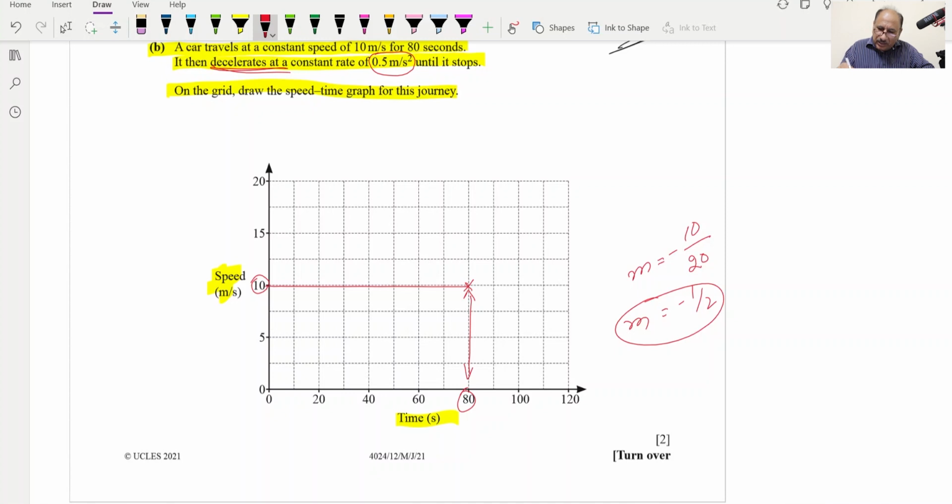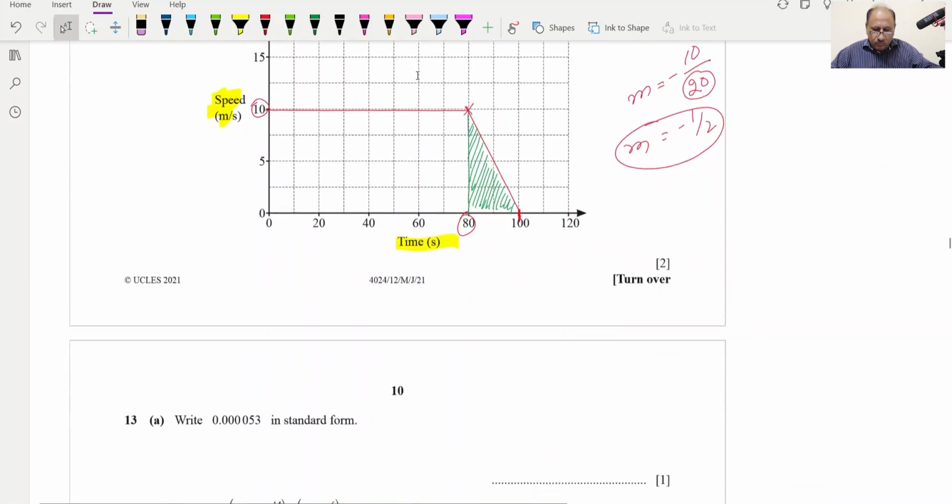So this side is 10, the other side we'll have to take as 20. Rise over run is the gradient. So 80 plus 20 will be 100 up to this location, and we'll join this with this one, and this will complete our drawing. For explanation, we have considered this triangle for deceleration. If you find the slope of this triangle, you will get minus 1 by 2. Hopefully you understood this. This was a 2 mark question.